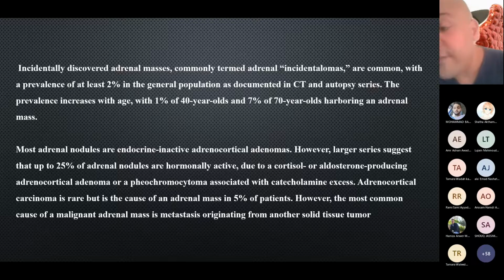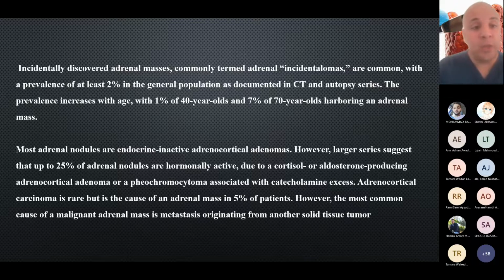However, 25% are functioning, and you are usually dealing with one of three. اللي هم Cushing's, which is a cortisol secreting adenoma, Cons, which is an aldosterone secreting adenoma, or a pheochromocytoma which releases catecholamines.